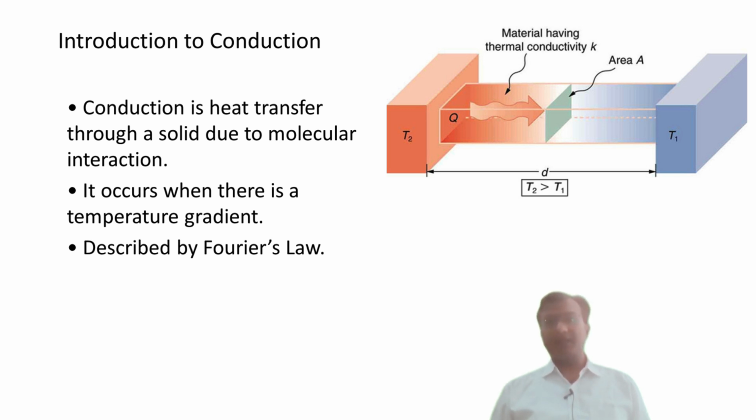In one-dimensional conduction, we focus on heat flow in a single direction, simplifying the complex system for analysis. This approach is widely used in engineering to predict heat transfer in walls, pipes, or electronic components. Understanding conduction helps us to optimize energy efficiency and system performance. So let's move to Fourier's law to see how we quantify this process.